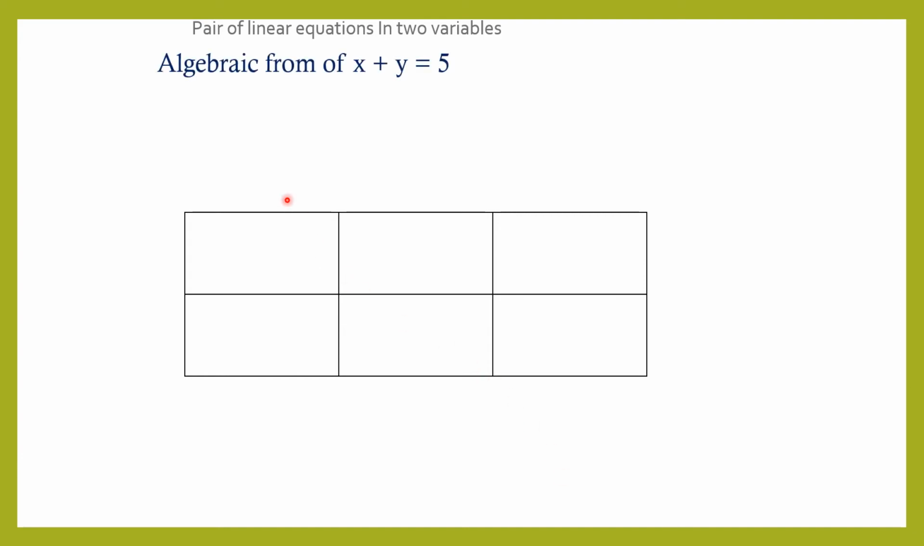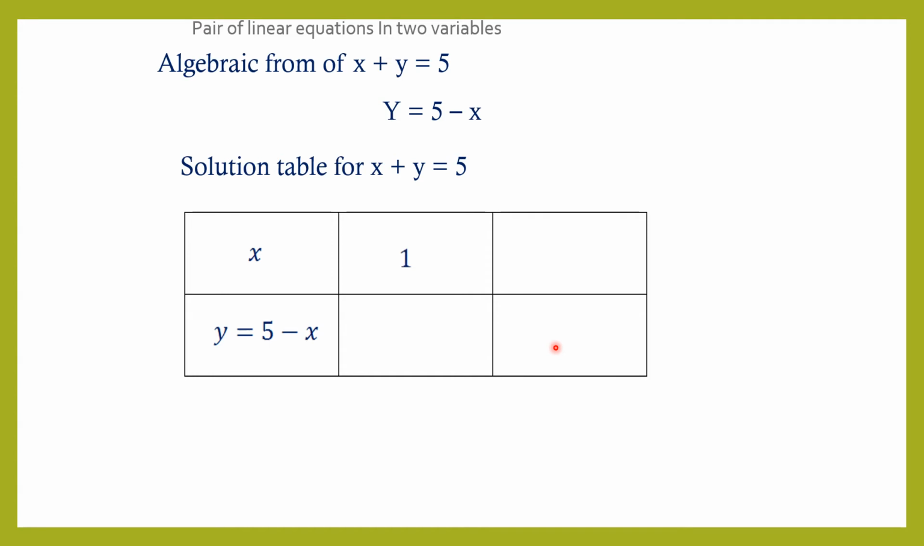We are going to the algebraic form. The algebraic form of x plus y equals 5 is written as y equals 5 minus x. Now we have to write the solution table for x plus y equals 5. Take the x value and the y value: x, and y value 5 minus x. So you have to take any two or more values, your wish.